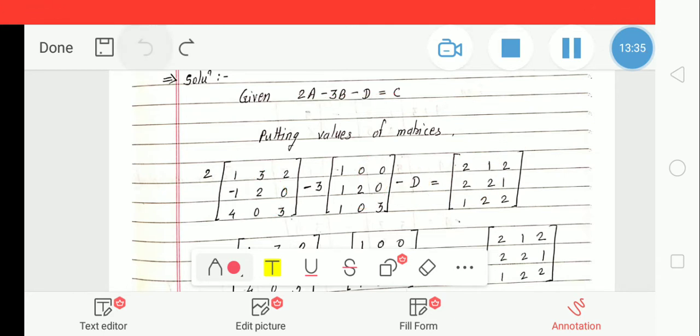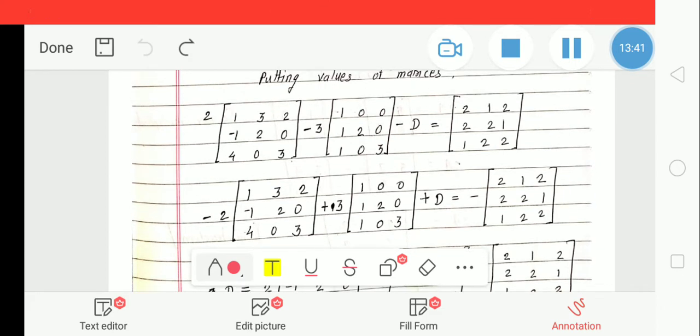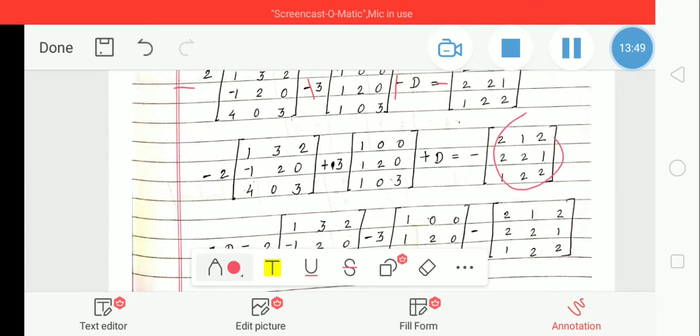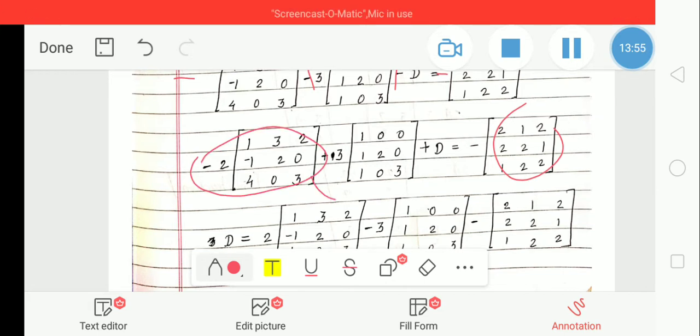So now multiplication. Now multiply by the minus sign. So here minus, plus, plus and minus. So minus 2 plus 3 plus D and minus this matrix. Now these are minus, so it goes to that side and takes a plus sign, and this is plus, so when it goes to that side it gets a minus sign.